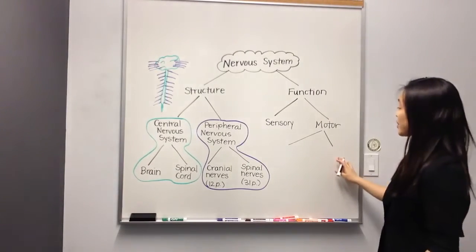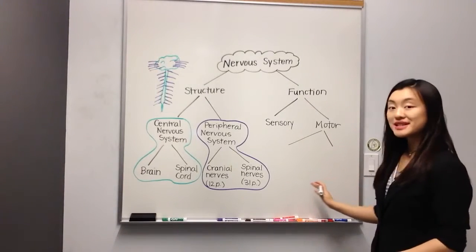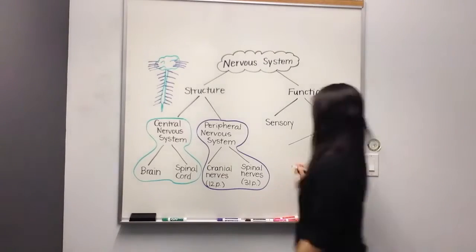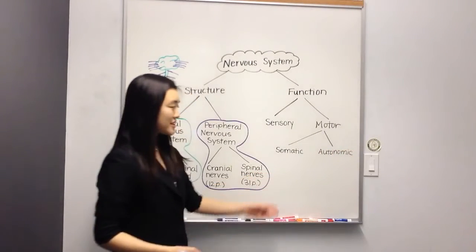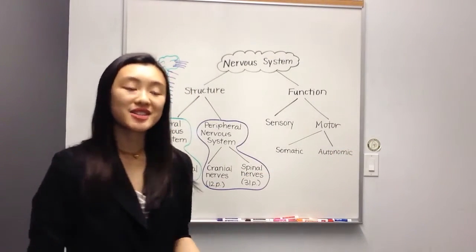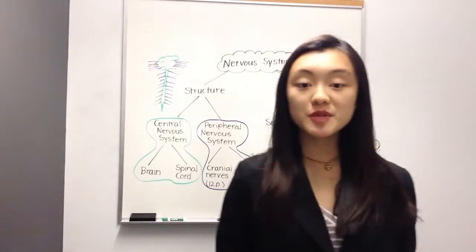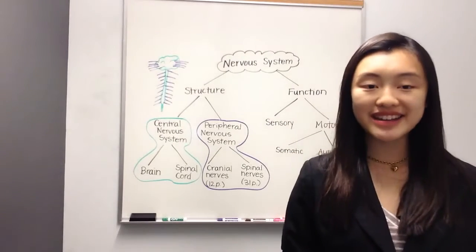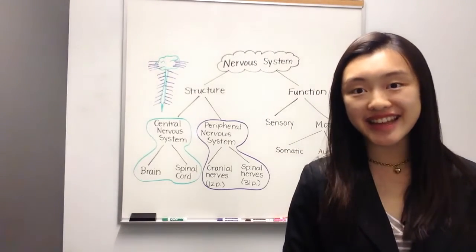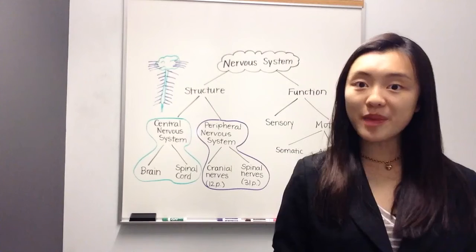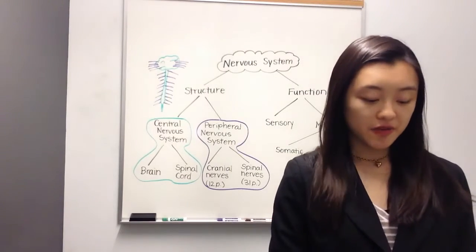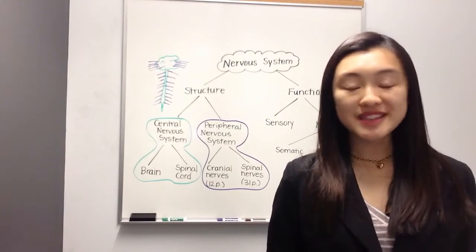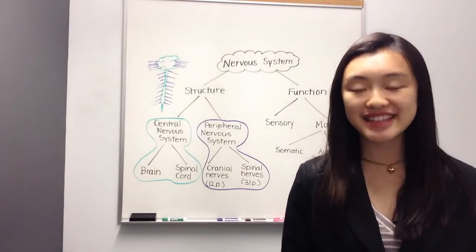Motor neurons can then be branched into two subcategories, and they are called somatic and autonomic. And what do these words mean? The word somatic comes from the word soma, which means body, and the word somatic means that this action is voluntary. All somatic actions are voluntary. For example, if I decided that I wanted to kick a soccer ball, that would be somatic. I'm telling my leg to kick a soccer ball.